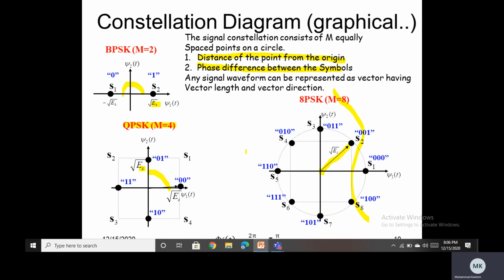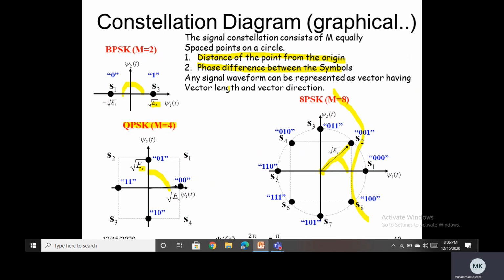And if we talk about 8 PSK, where the value of M is 8, we will have 8 symbols. In other words, 1, 2, 3, 4, 5, 6, 7, 8, and the phase shift between any two symbols will be pi by 4, and it represents 3 bits per symbol.